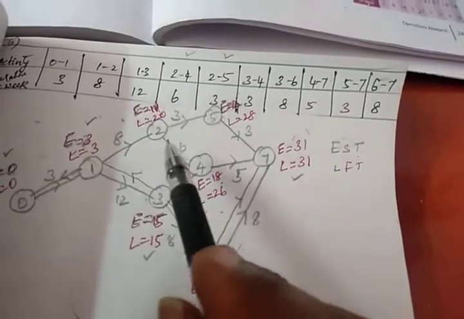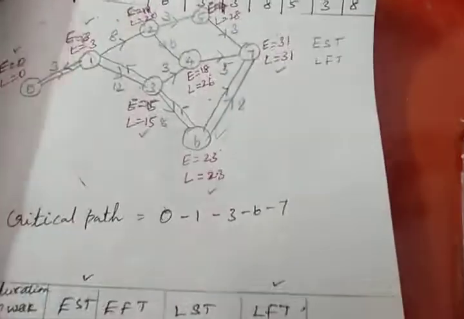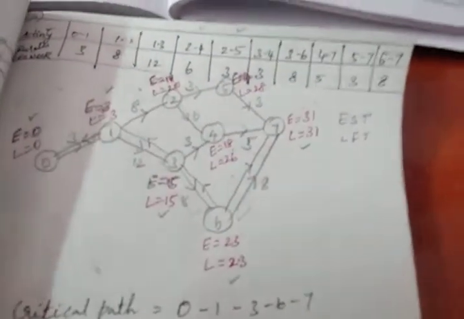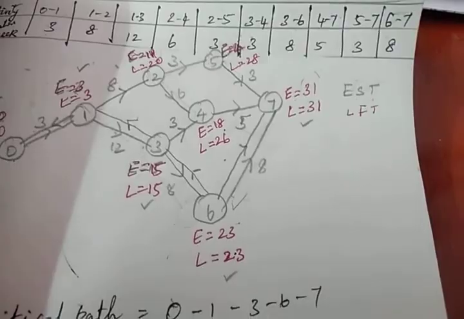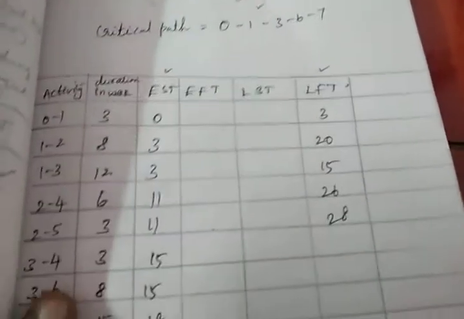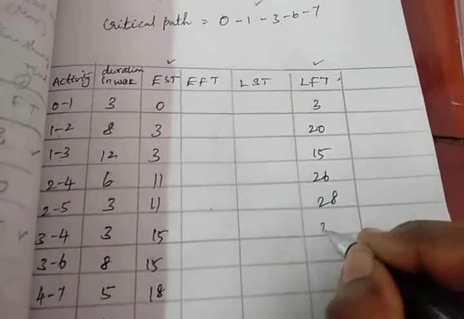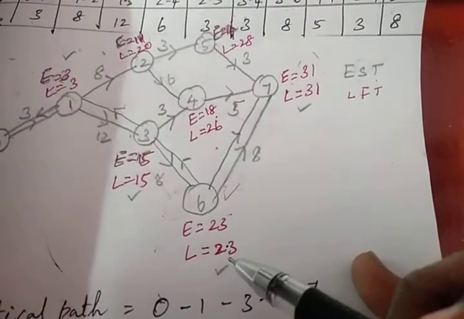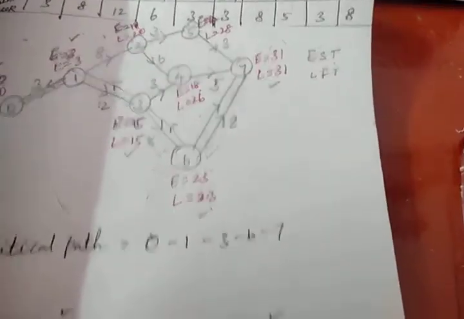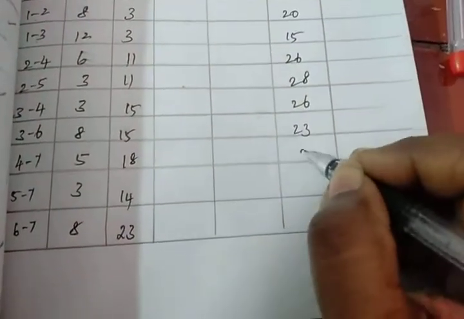Node 2 L value is 20, node 3 L value is 15, node 4 L value is 26, node 5 L value is 28, again node 4 L value is 26, and node 6 and the remaining everything is 7. For 6 L value is 23, for 7 L value is 31. So 23 here, remaining everything is 31.